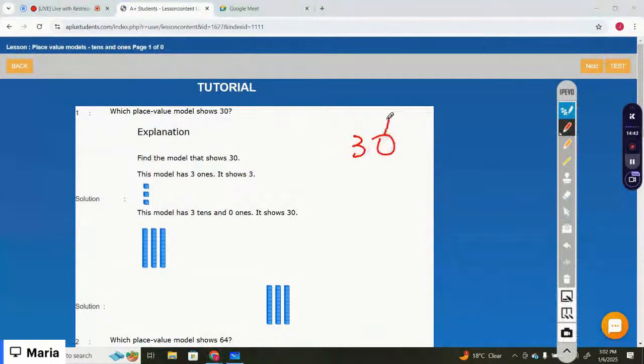30. The rightmost digit is always the digit that is at the ones position. So 0 is at the ones position, right? And then here is the 3. 3 is at the tens position. So you have 0 ones and 3 tens. So you represent the tens with a line, that vertical line that has 10 small squares, 1, 2, 3, 4, 5, 6, 7, 8, 9, 10.